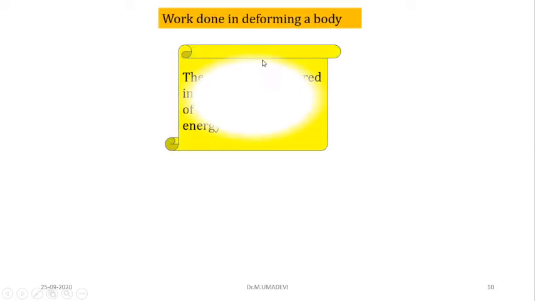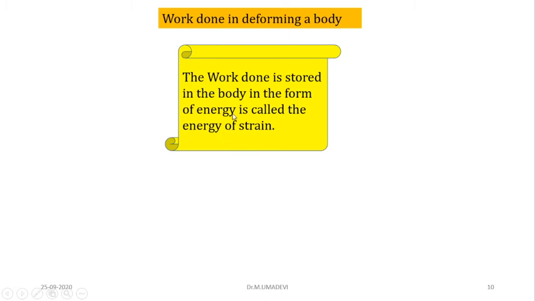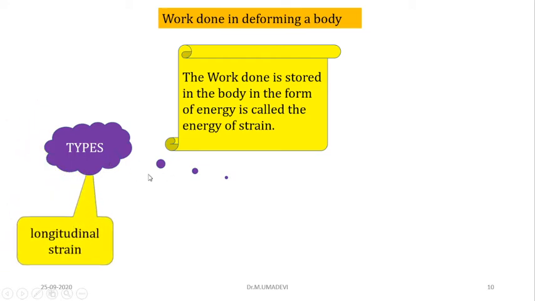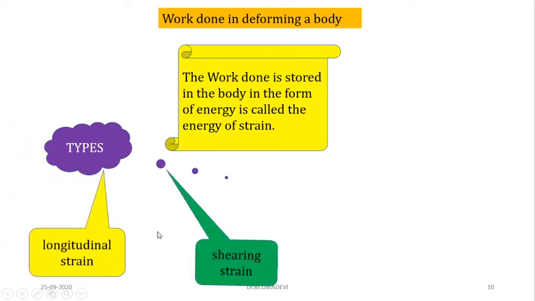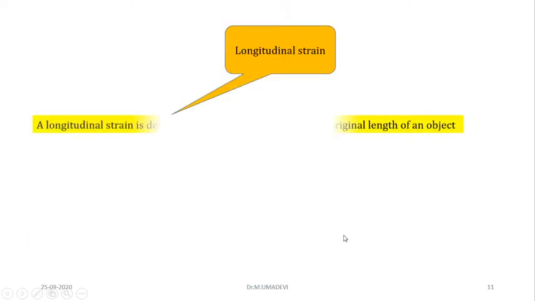Next I will move to the work done in deforming a body. The work done is stored in the body in the form of energy, which is called the energy of strain. There are 3 types. First one is longitudinal strain, second one is shearing strain, and the third one is volume strain. We will see one by one.